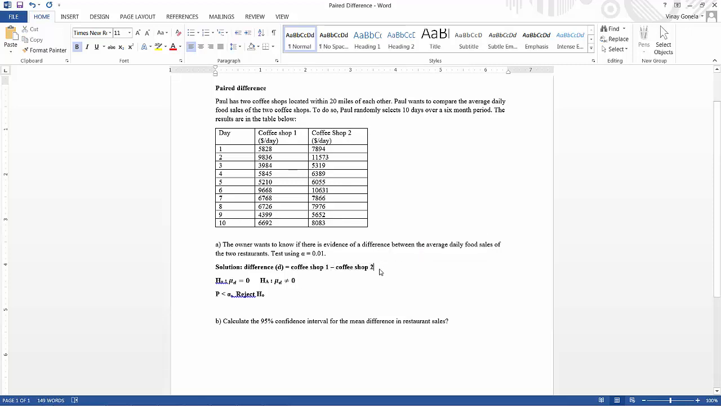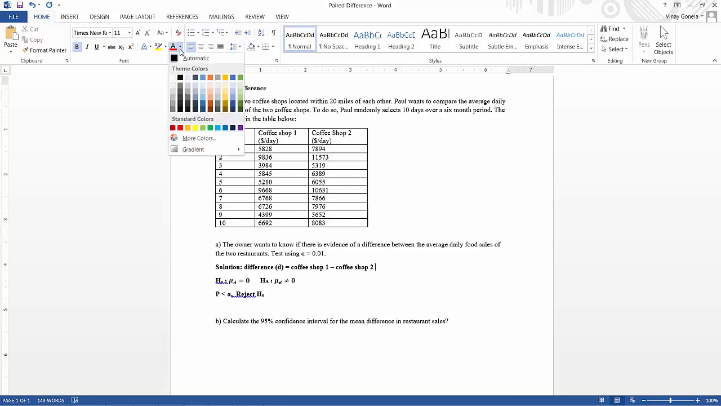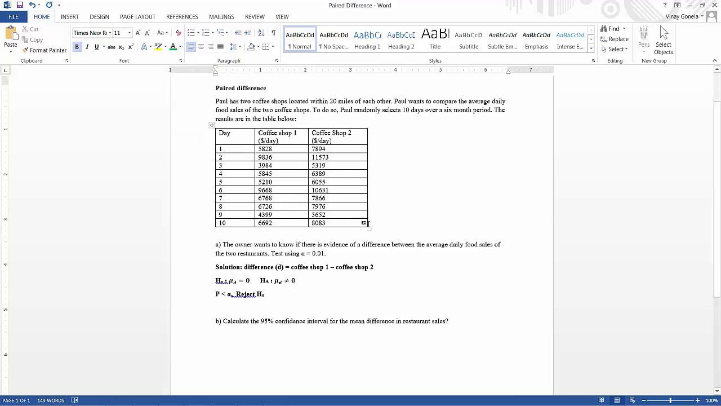You can also do coffee shop 2 minus coffee shop 1. It is your choice. But for our problem at this time, we will do coffee shop 1 minus coffee shop 2.